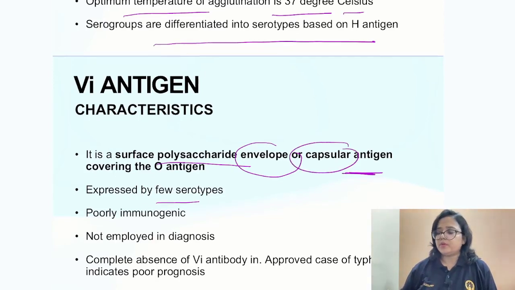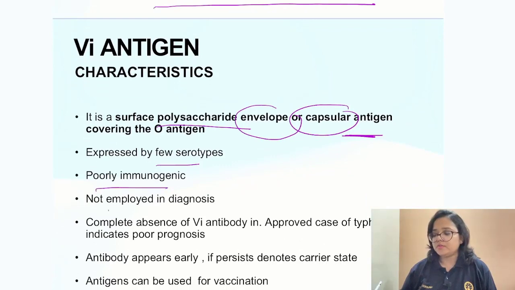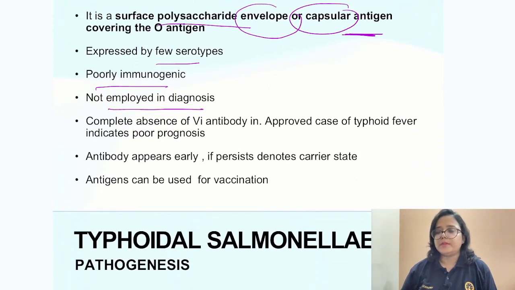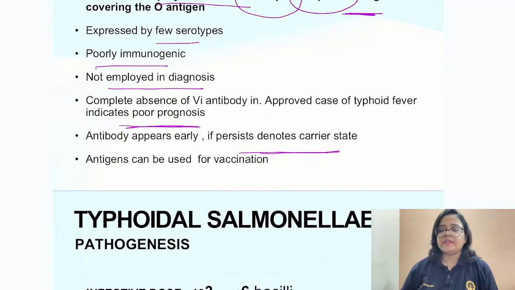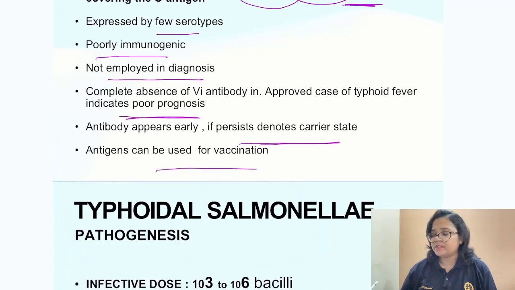It is also poorly immunogenic and not used in diagnosis. But there is one significance: if there is complete absence of antibody to the VI antigen in a known case of typhoid fever, it indicates poor prognosis. And this antibody, if it appears early and persists, denotes a carrier state. How we are going to detect the carrier state, we are coming to later. And the VI antigen has a role in vaccination.